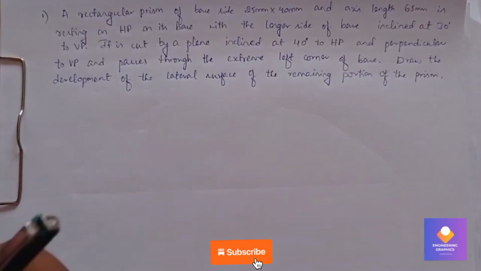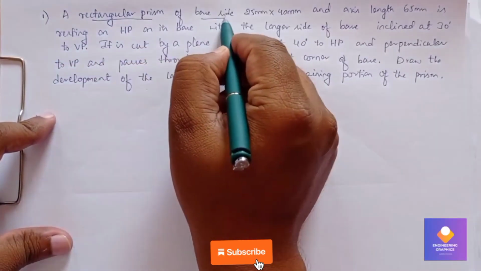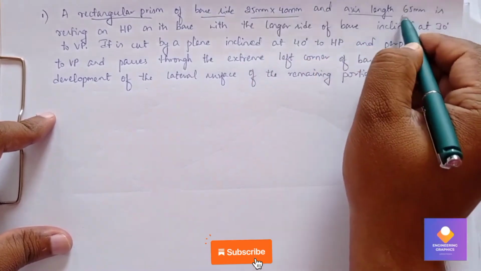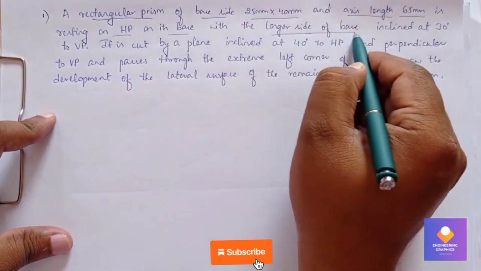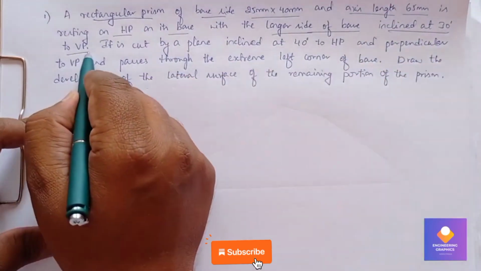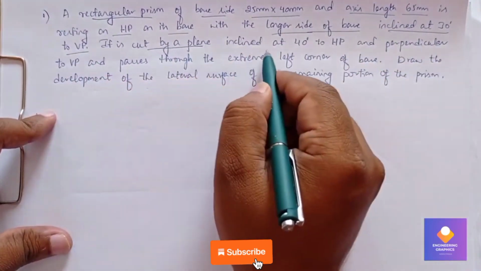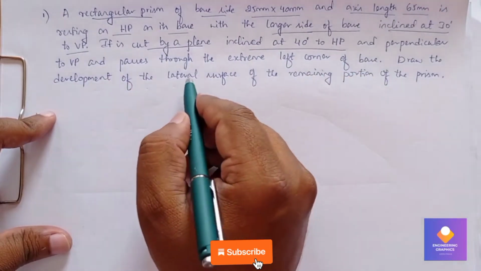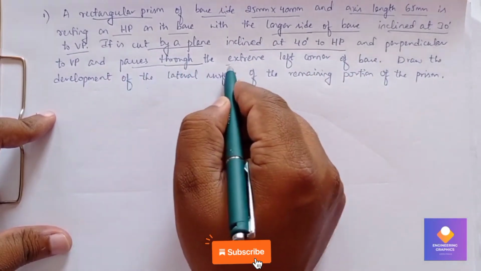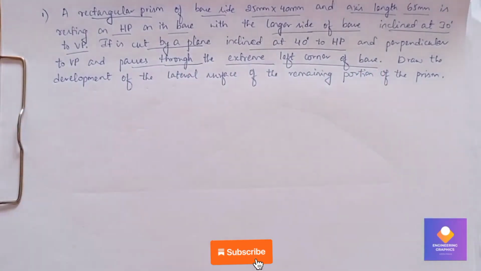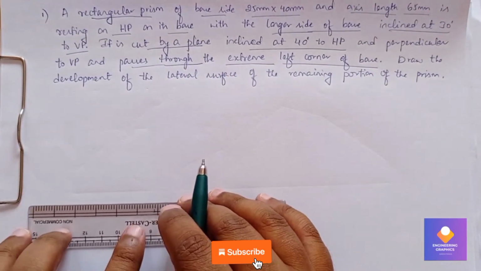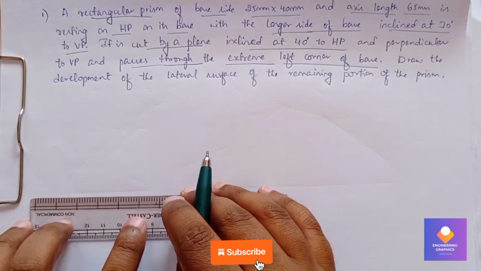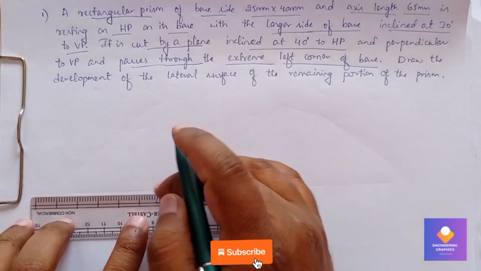A rectangular prism of base side 25 by 40 mm is given, axis length 65. It is resting on HP on its base with the longer side of the base inclined at 30 degrees to VP. It is cut by a plane inclined at 40 degrees to HP and perpendicular to VP, exactly passing through the extreme left corner of the base. So first I will be drawing an XY line. I will draw the XY line now.